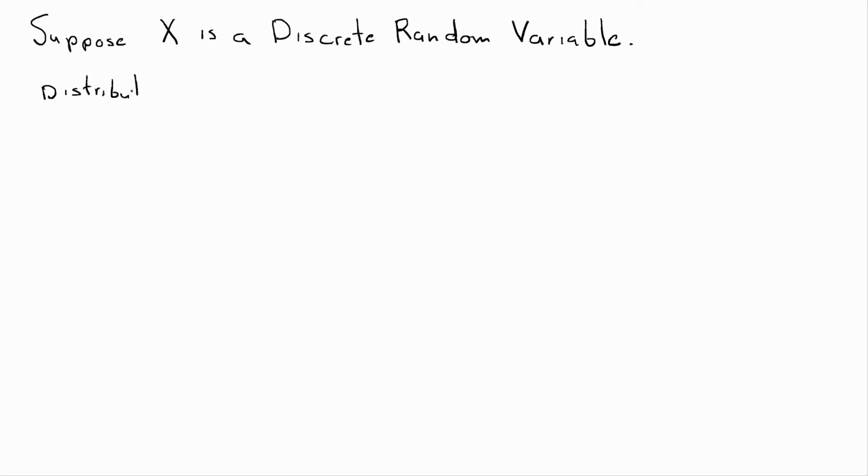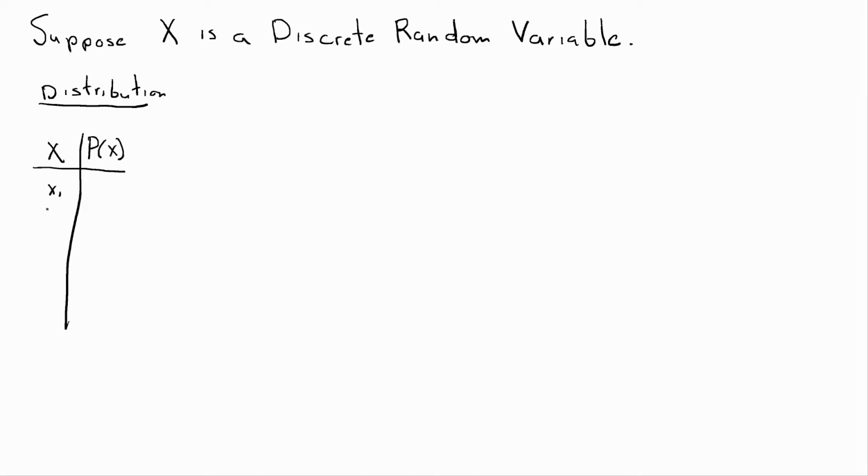Suppose that x is a discrete random variable. What we're going to be interested in first off is what's the distribution for this x random variable. Now, if you remember, a distribution tells you two things. It's going to tell you the possible values for x, and it's going to tell you probabilities. So we're going to write that down. We'll write down our x, the possible values, and our p of x, the probabilities.